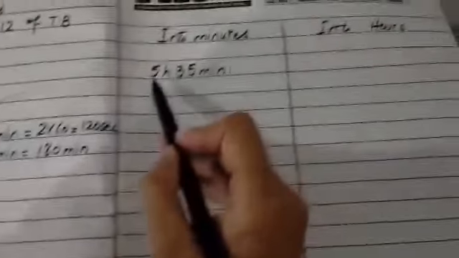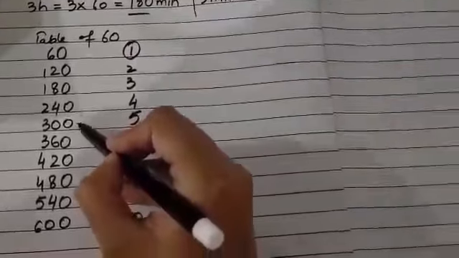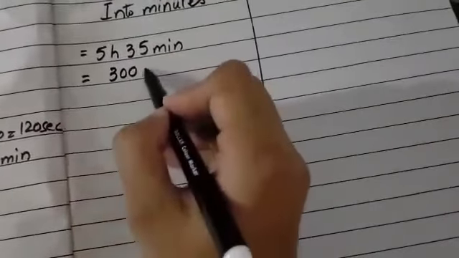We have to write out the 5 hours. That means we have to look at the fifth position. On the fifth position, there is the number 300. That means in 5 hours there are 300 minutes. So we can write 5 hours as 300 minutes.